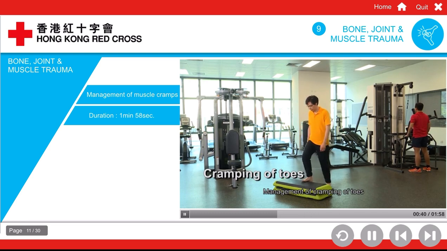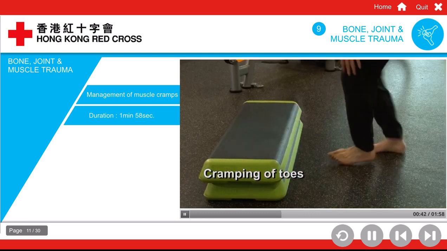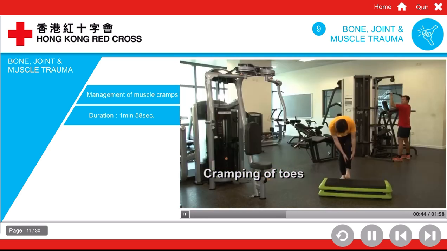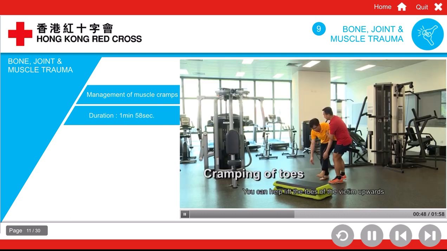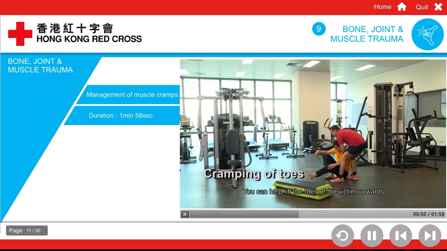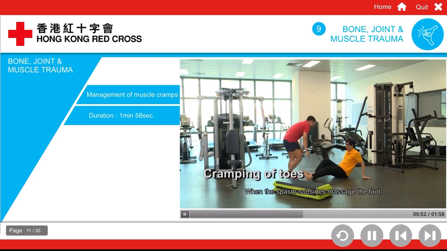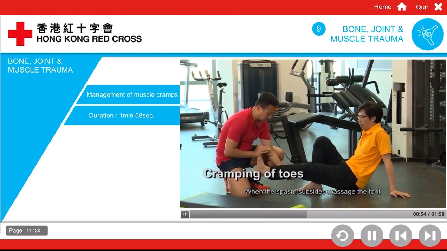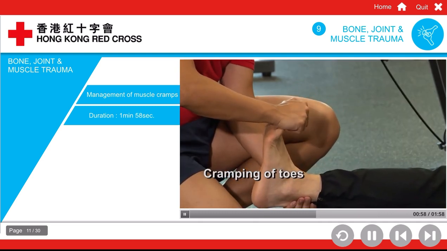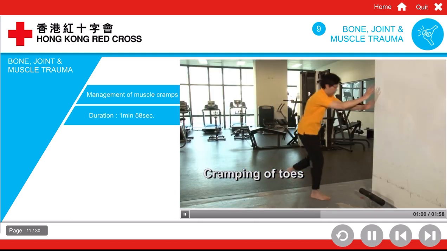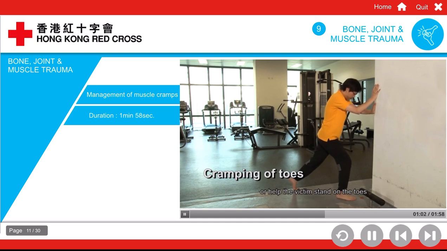Management of cramping of toes. You can help lift the toes of the victim upwards. When the spasm subsides, massage the foot. Or help the victim stand on the toes.